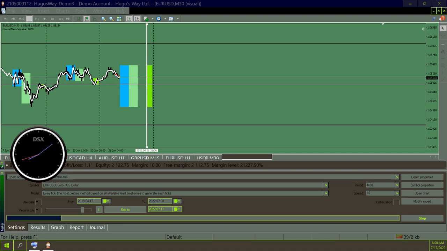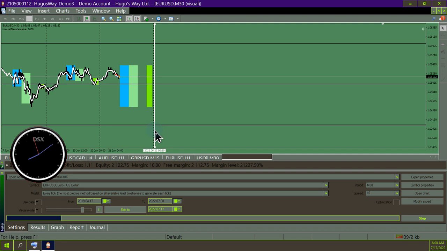Okay, we're coming up on 2 o'clock in the morning. This is going to be the blue zone. That's going to last for 4 hours. Then we have the next zone, which lasts for 4 hours. Then we have a gap of 4 hours. And then we have another 4-hour session.